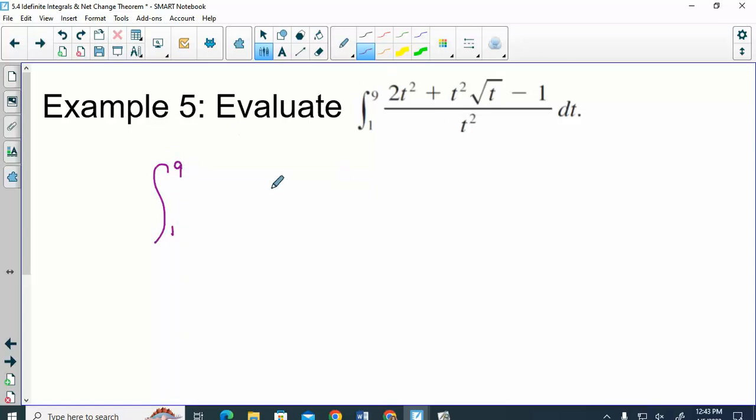So 2t squared divided by t squared is 2. Plus t squared square root of t divided by t squared. So the t squareds drop, and we have a square root of t, or I could write that as t to the 1/2, minus t to the -2.